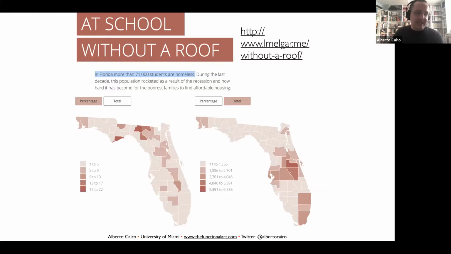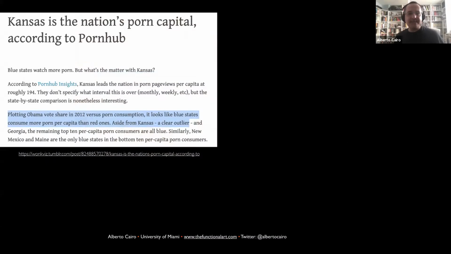Now, a much more fun example, and this is also in How Charts Lie, so you can read about it, is this story published by Christopher Ingraham, who now works for the Washington Post: Kansas is the porn capital in the United States, according to Pornhub. This is a story from a few years ago, in which Chris, who is a great reporter, downloaded data from Pornhub. Apparently, Pornhub publishes their data every year, and you can see who consumes more porn, or less porn, through their website. You can play with it.